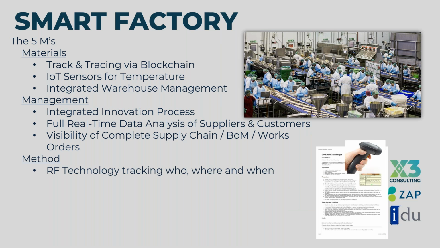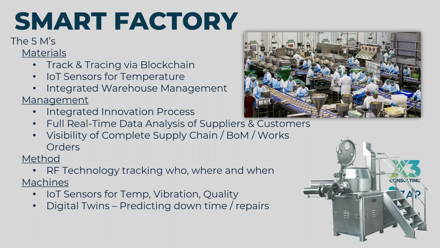We can look at method, so we can make sure that there's a quality control process in place. Things like RF give you the ability to track products through a factory process or through warehouses. We have machines, so we can now track to make sure that machines are actually working okay.